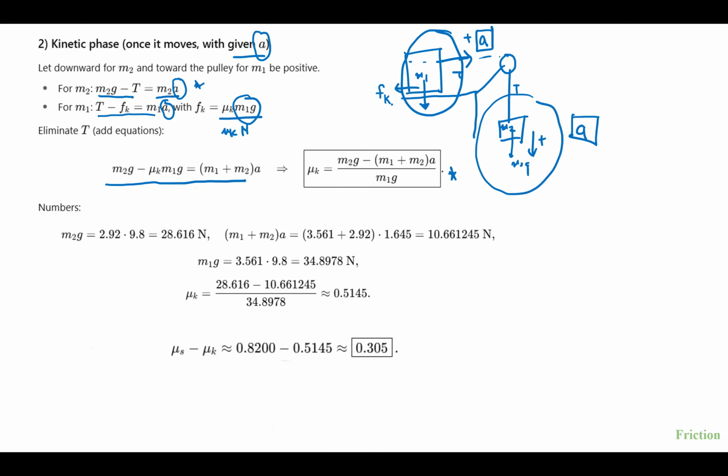When it starts to move, we should realize that the two objects should accelerate with the same acceleration. So the force difference is going to be given by ma. Note that F equals ma for M2 and for M1. And then from this Fk, we now know mu k. Mu k can be found from these two equations, and then mu k is known. And then mu s minus mu k can be evaluated numerically.